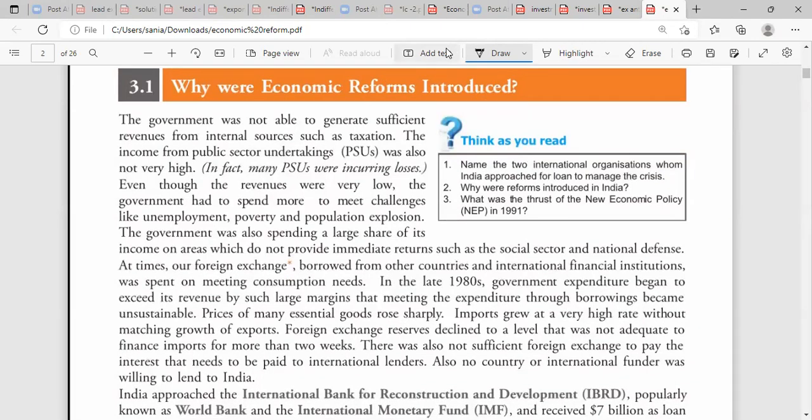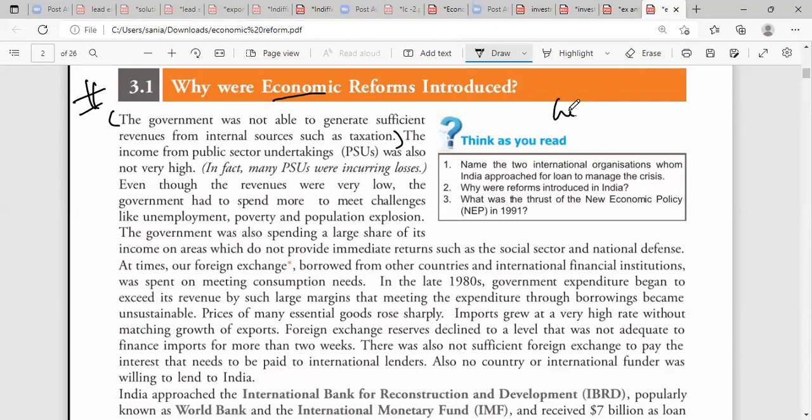Okay. Now the first question. Of course, the chapter is economic reform. The question is, why were economic reforms introduced? The government was not able to generate sufficient revenue from internal sources of taxation. The income from public sector undertakings, PSUs, was also not very high. So the first problem is that the government was not able to make money.